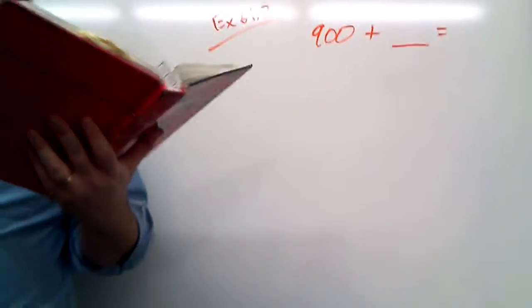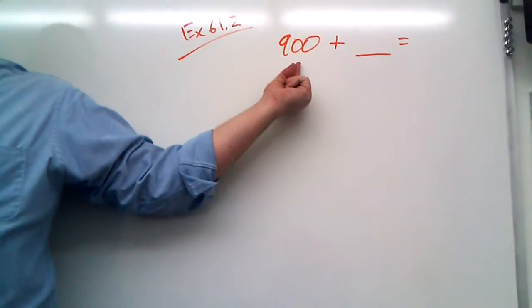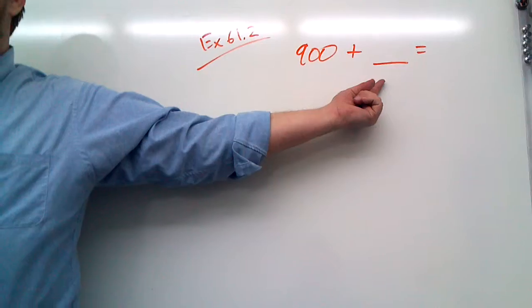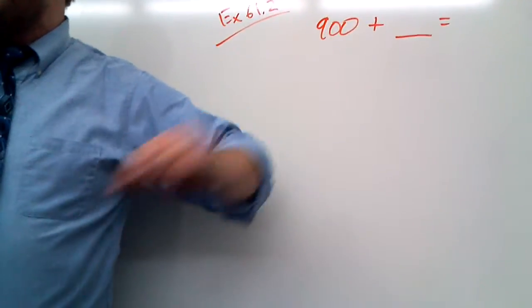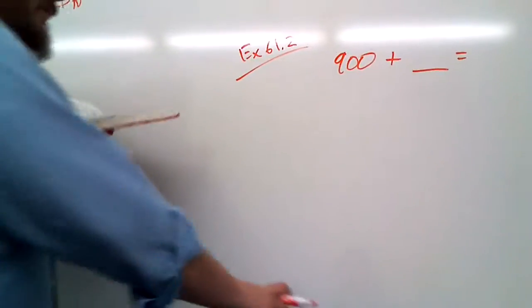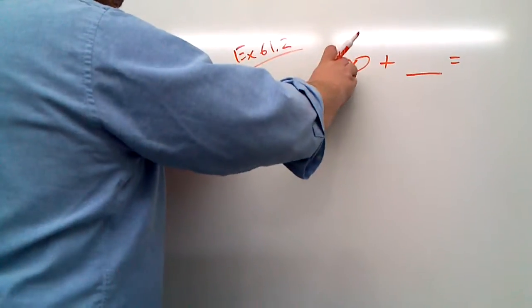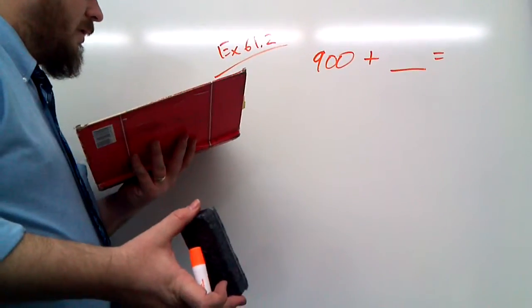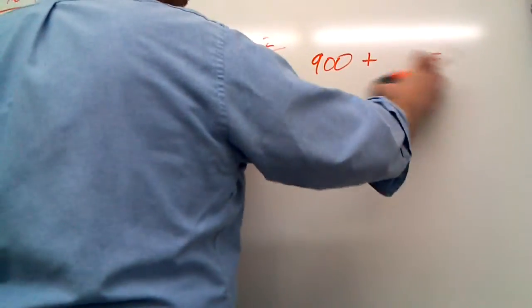So example 61.2. The problem tells us how many pounds we started with, and we're adding some unknown amount. Is it telling us how much we're ending with? No. All right, well, we're going to need some variables here. If we got 900 pounds, and we're adding butterfat, we need a variable here.